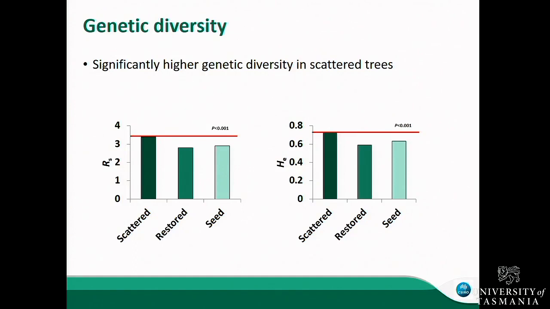So scattered trees, restored trees, and seed produced by restored trees, and these are the allelic richness and expected heterozygosity. And what we see is that the scattered trees, of which there are far fewer, actually have higher levels of genetic diversity than the restored trees or the seed that the restored trees are producing. Now that's a pretty big concern given all the money that's been put into these restoration sites. If these aren't as good as this, what does that mean for population persistence?